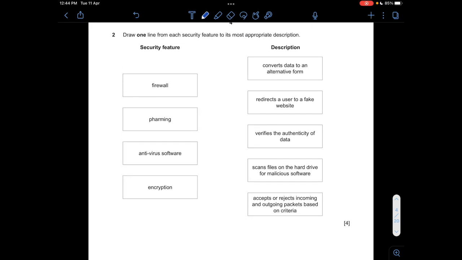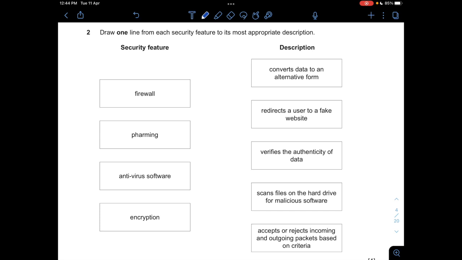This is question 2. Draw one line from each security feature to its most appropriate description. Firewall is basically used to block incoming and outgoing data packets. So if you look at the right, that will be on the bottom. So we will draw one line to the bottom. Pharming is when you click on a link, but it redirects you to a fake website instead of going to the original one.